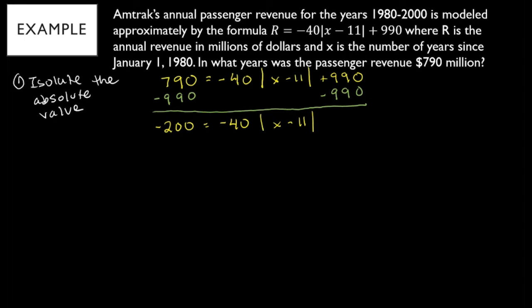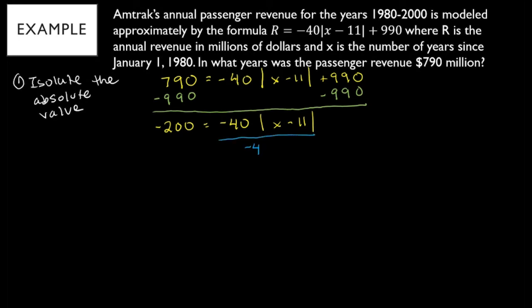So we're still working towards getting the absolute value by itself. Right now we have a negative 40 in front of it, and we need to get rid of the negative 40. Now, absolute values don't distribute. So negative 40 cannot be multiplied through the absolute value. You can't put that through. We have to divide both sides by the negative 40 to get rid of it, because it's negative 40 times the absolute value. So we're going to divide.